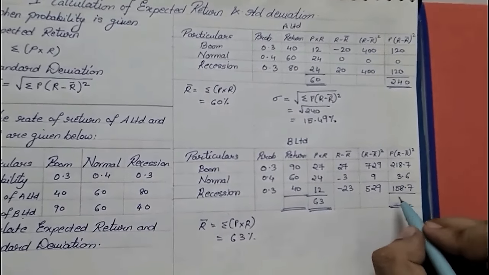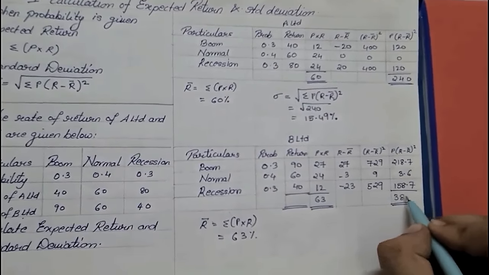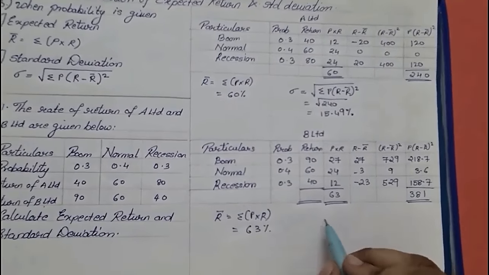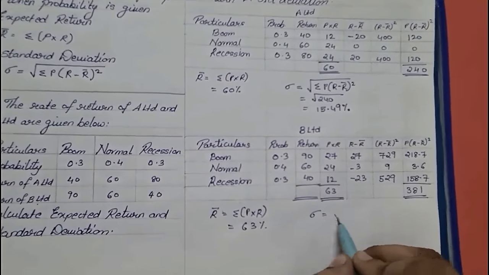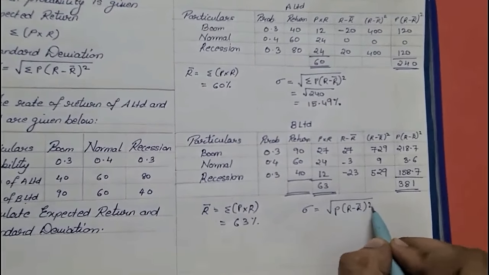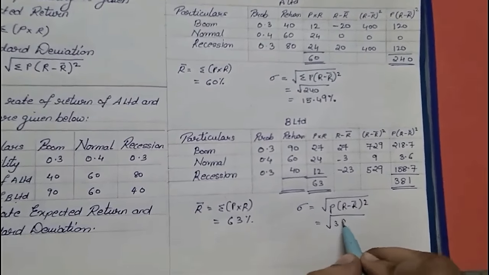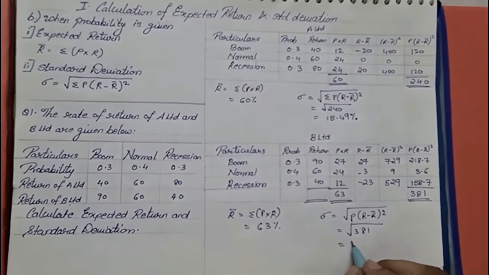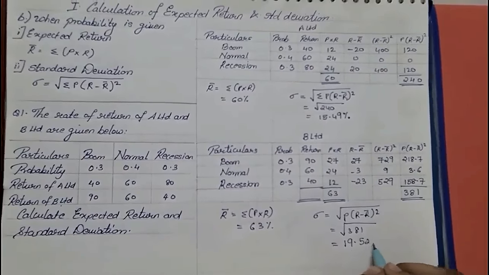So the total will come to approximately 381. Once I get the total, lastly we will put that into the standard deviation formula, that is the square root of summation of P into R minus R bar the whole square. So that is the square root of 381, which comes approximately to 19.52%.